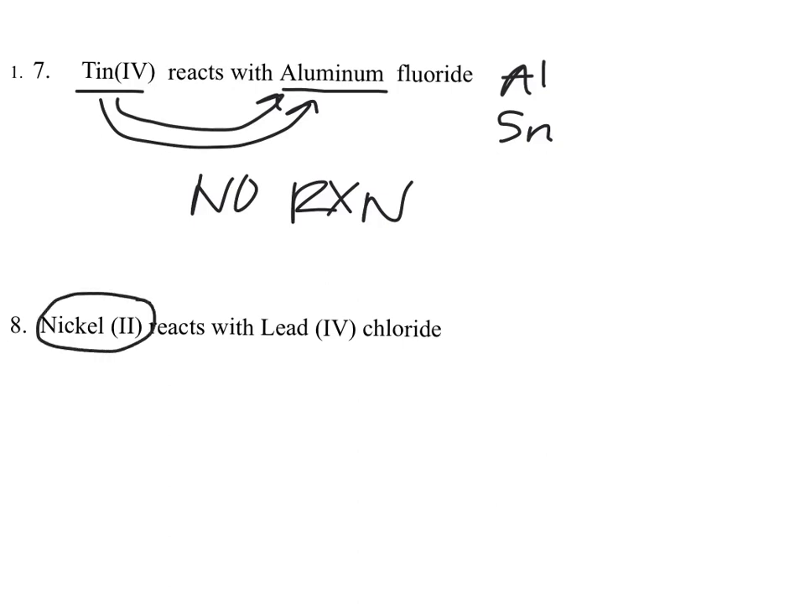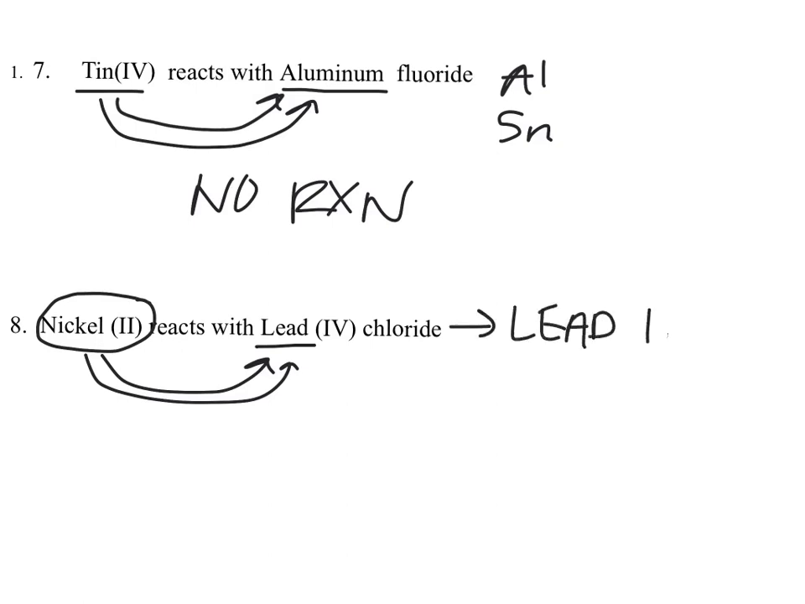Nickel 2 reacts with lead 4 chloride, and it seems that nickel is higher up than lead. So therefore, this reaction is going to occur. Nickel will kick out lead. Lead is now going to be by itself, and nickel will now be partnered up with chloride.